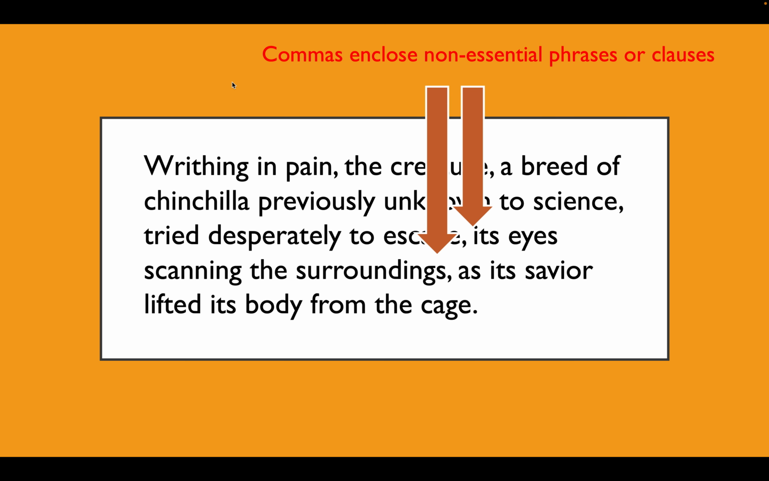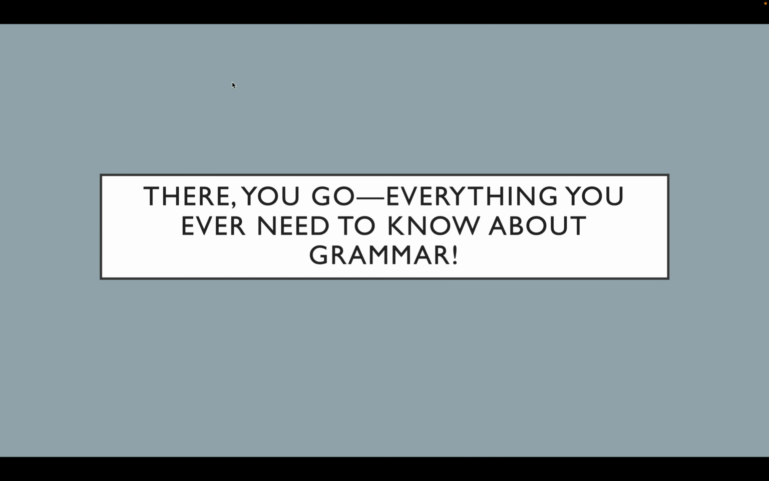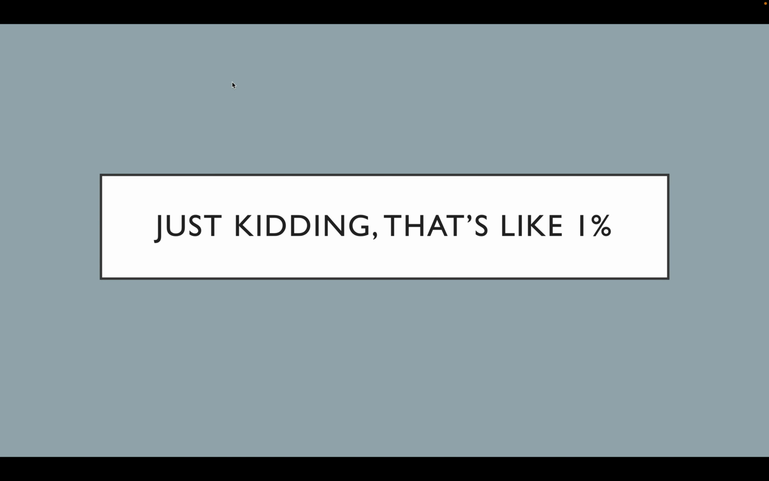The next commas we have here around that absolute phrase, same principle. It's non-essential. We could take it out of the sentence, and the sentence still makes sense. So anytime we have a non-essential phrase in the middle of a sentence like that, we want commas around it. So those are why all the commas are there. And that's pretty much it, right? That's everything you ever need to know about grammar. Not really. That's just a tiny part. In fact, I'll go ahead and do a bonus round here.